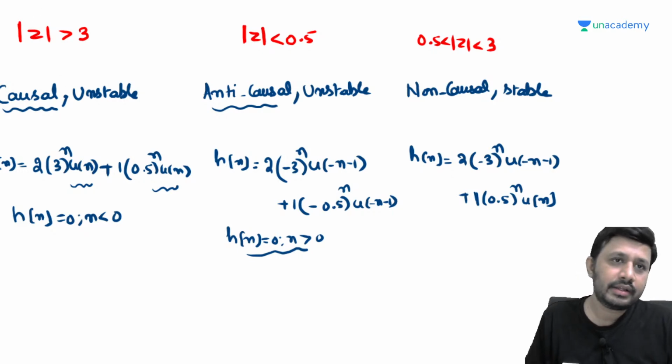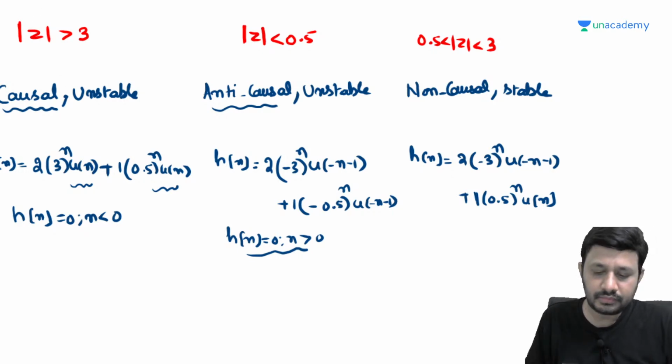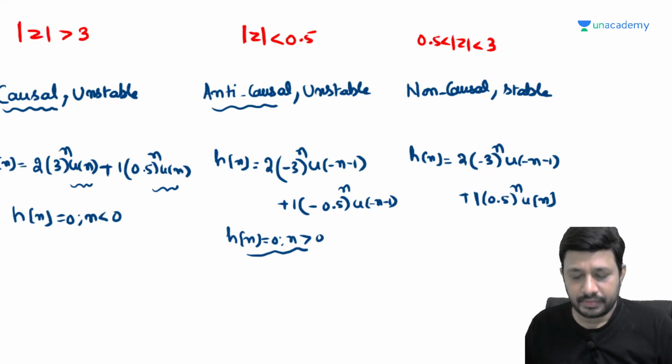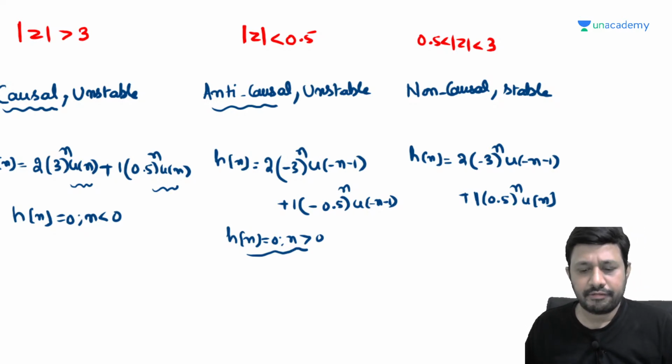Right, look here. We know that if we want to realize any system in practice, very important statement, listen, a similar kind of statement I made in Laplace also, remember. If you want to realize any system in practice, it must be causal and at the same time it must be stable. So for practical realization, causality must be achieved and stability must be achieved.